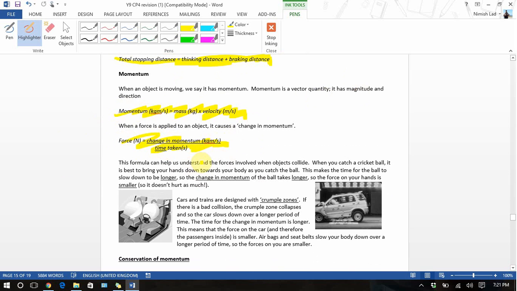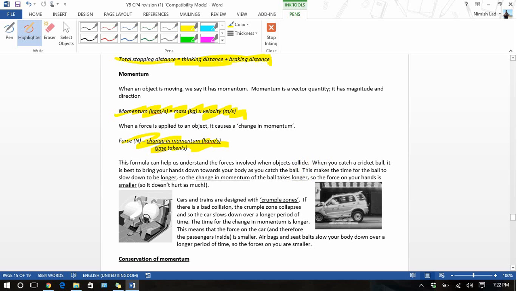This formula can help us to understand the forces involved when objects collide, or when an object has a large force applied on it. So say you're trying to brake, this helps you understand that. If you're going along in a car and you hit the brakes, this is why certain things happen. Remember, if you're hitting the brakes, there's a force applied on you, so you're trying to change the momentum. The larger the force, the quicker that change in momentum is going to happen.